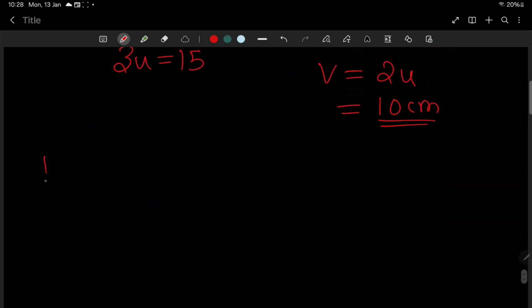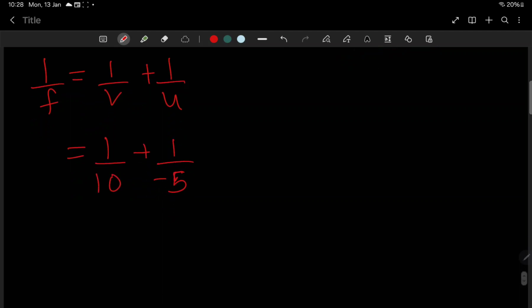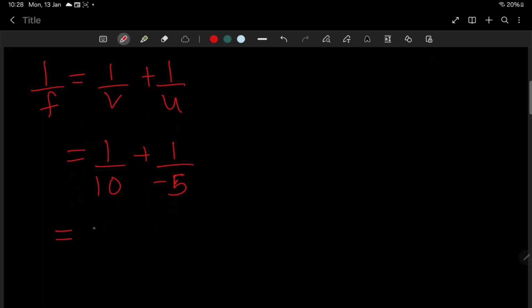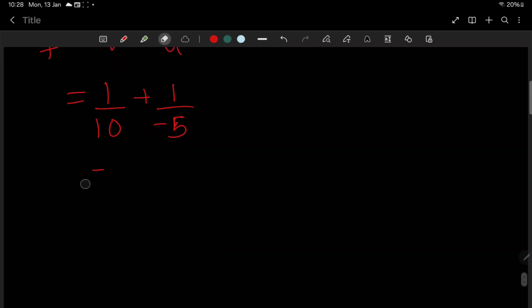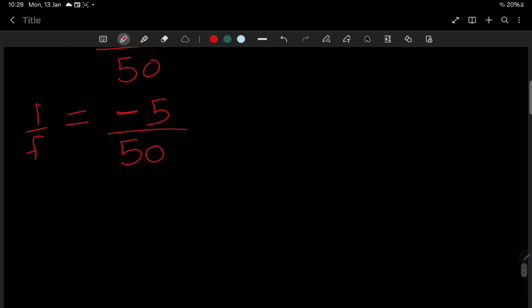Now we have to find the focal length. You know that 1 by F equal to 1 by V plus 1 by U. Here U should be negative, V should be positive. So 1 by 10 plus 1 by minus 5. So don't write it like this, it's confusing, right? So that's equal to 5 minus 10 by 50, that's equal to minus 5 by 50. 1 by F is that. Therefore F is equal to minus 10 centimeter. That is option 3.